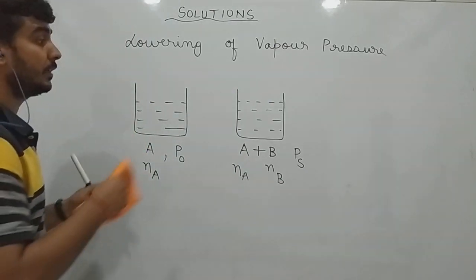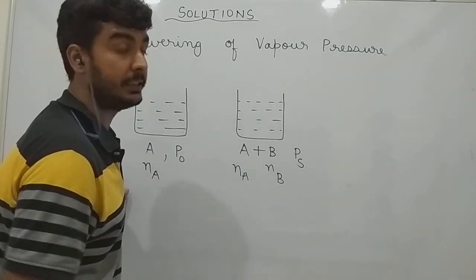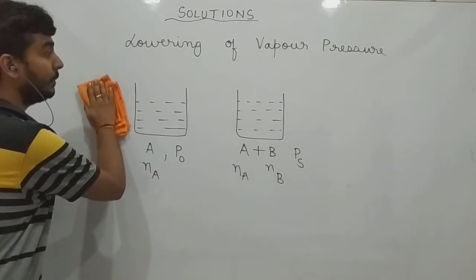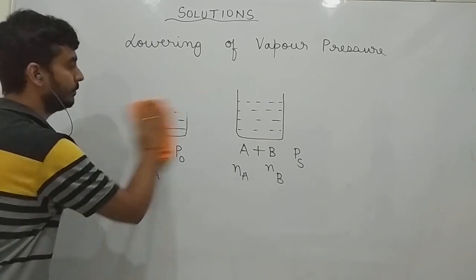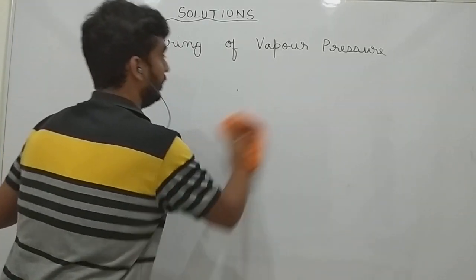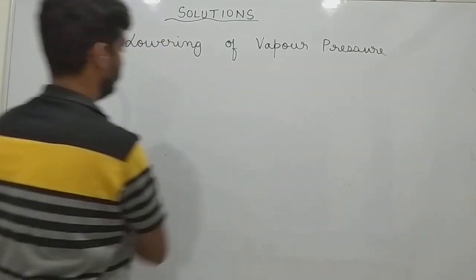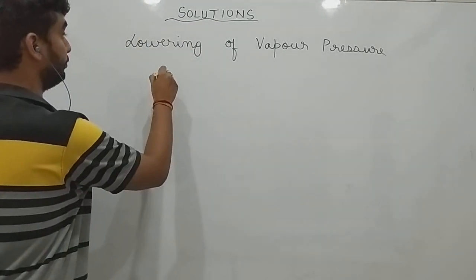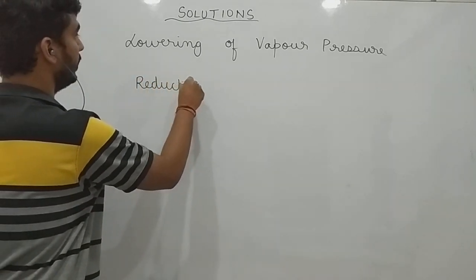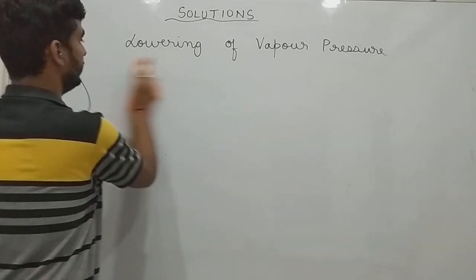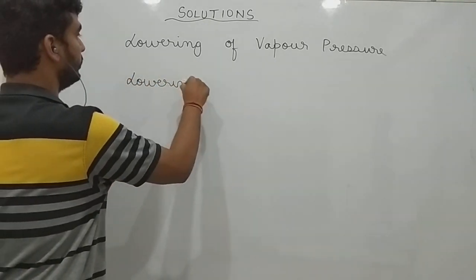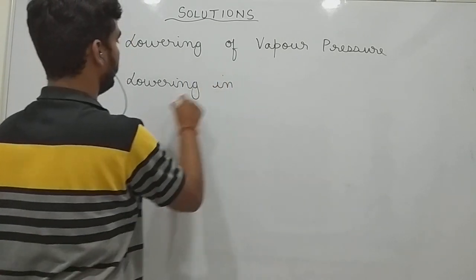Now, there is a formula to calculate this lowering in vapor pressure. So what will be the lowering of vapor pressure? Now I am rubbing this diagram. Kindly remember all these terminologies. Now, reduction in vapor pressure, or I can write it as lowering in vapor pressure. What will be the lowering in vapor pressure?